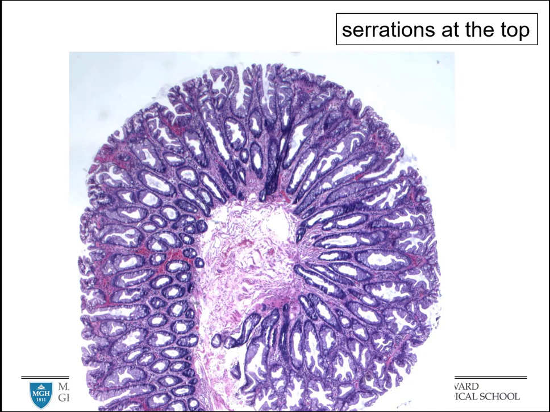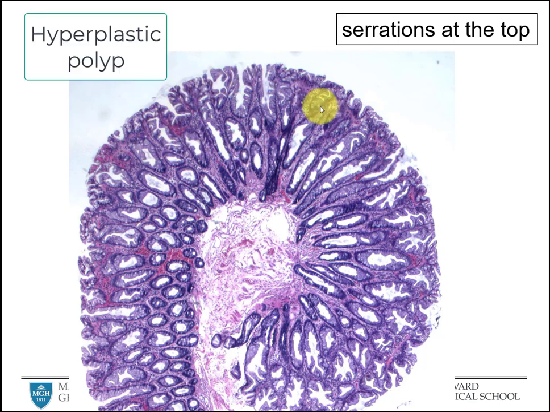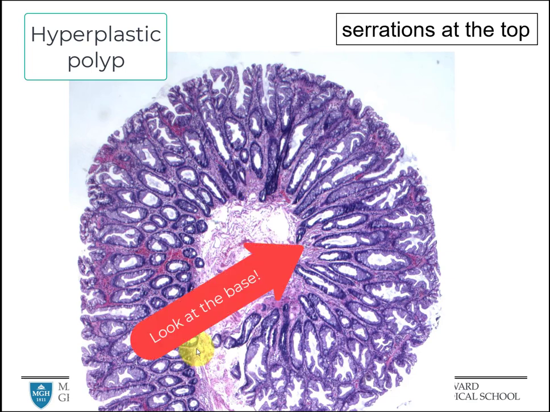So this is a hyperplastic polyp. As you can see, there's serrations on the top. Very nice sawtooth or serrated-like pattern. But in terms of distinguishing between a hyperplastic polyp and a sessile serrated lesion, you need to turn your attention not to the top, but to the base.